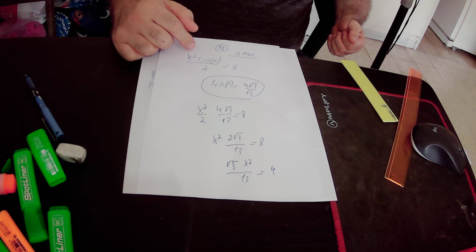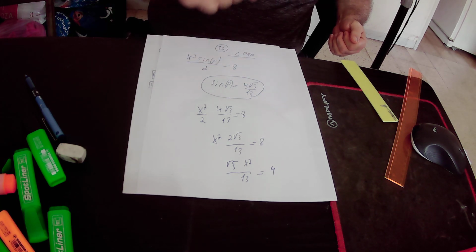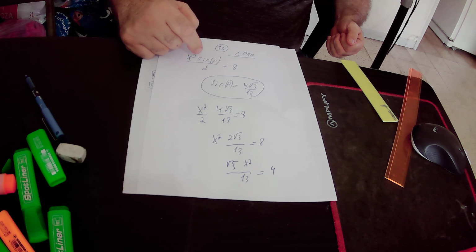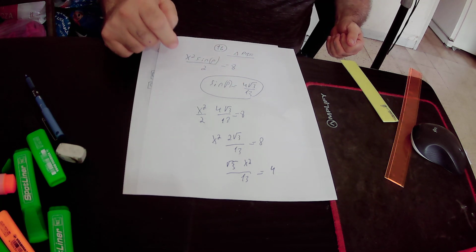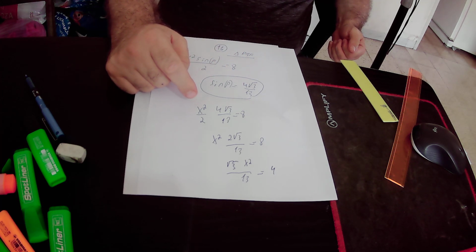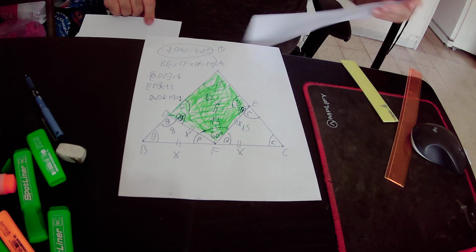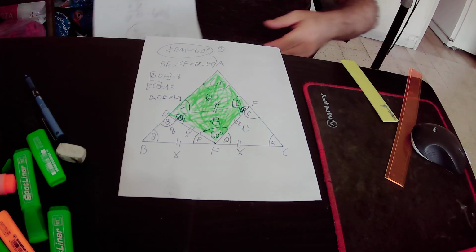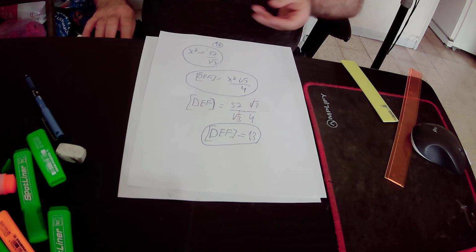But we have already found out that sine p equals 4 times root 3 over 13. So we can substitute sine p by 4 times root 3 over 13. We substituted sine p by this expression, and we found out that x squared equals 52 over root 3.